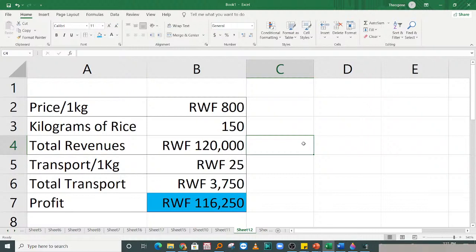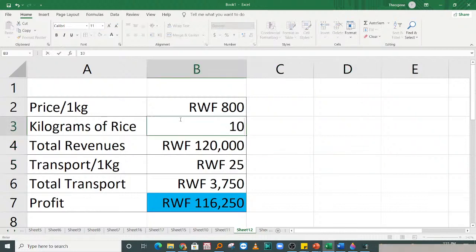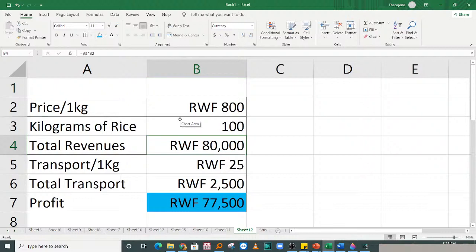But this cannot work professionally. We need to include something which is more professional, and it is called the what if function. What if function? What if I do this? What if I change this? What will be? So here you can even ask yourself, how will I hit the profit of 200,000? So what do I need to change? What would be the quantity of rice?